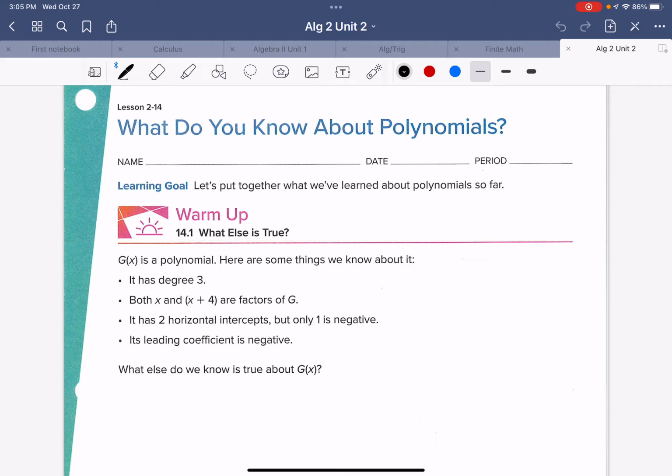All right, welcome to lesson 14. What do you know about polynomials? The learning goal is to put together what we've learned about polynomials so far. So this is a review section. This section is review basically.